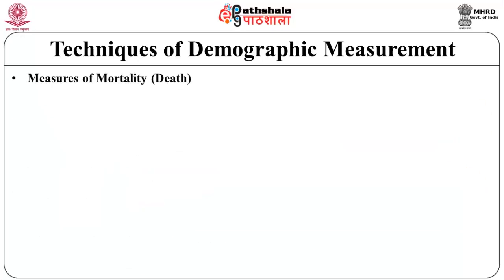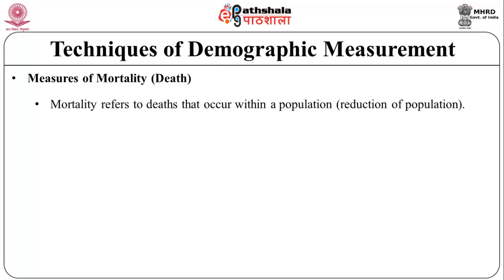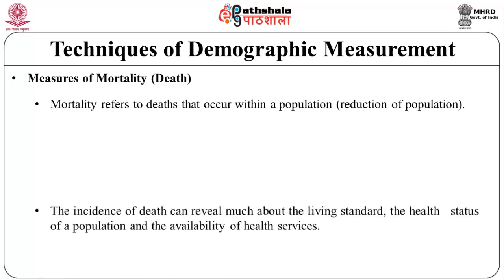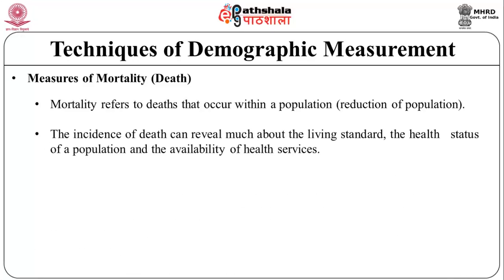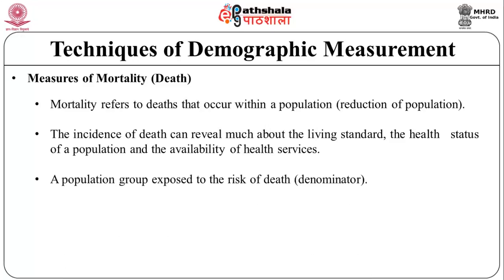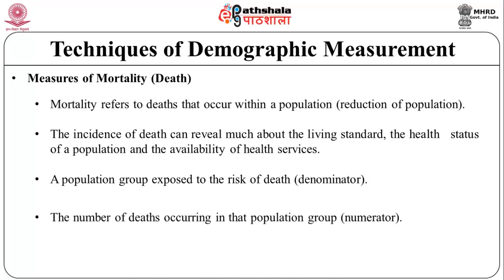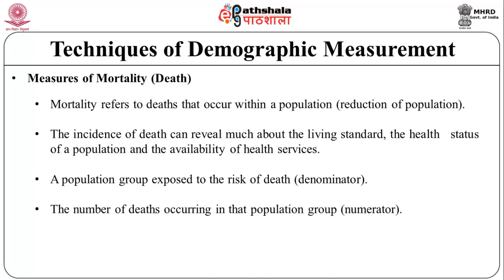Now the next measure we'll discuss is measures of mortality. Now mortality refers to deaths that occur within a population and cause reduction of population. The incidence of death can reveal much about the living standard and health status of a population and the availability of health services. A population group exposed to the risk of death, denominator, the number of deaths occurring in that population group, numerator, and a time period. They all are required to calculate death rates.